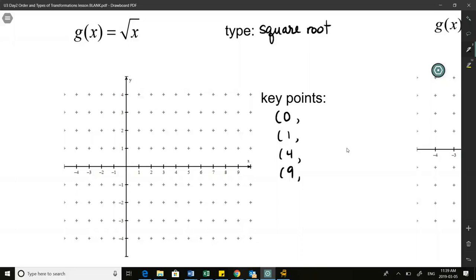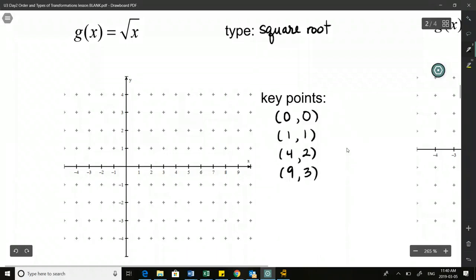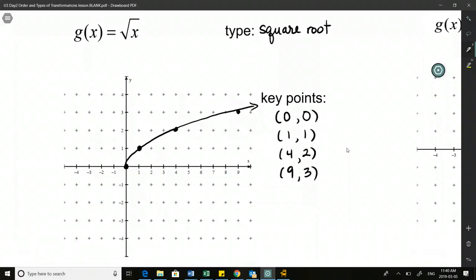I also purposefully didn't choose any negative x values. Why not? Yeah, I can't square root negatives. So this function is undefined for the x's that are negative. I get my y's by square rooting them. So 0 square rooted is 0, 1 square rooted is 1, 4 square rooted is 2, and 9 square rooted is 3. So this is what your function should look like. Again, we're doing this fast because we should already have these graphs. It kind of looks like half of a parabola on its side.